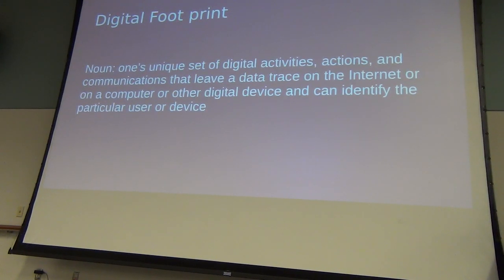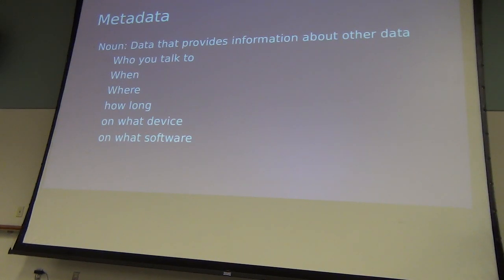The next definition is a digital footprint. It's a unique ID that everyone has online. It's a set of digital activities, actions, and communications that leave a data trace on the internet or on a computer or a digital device and can identify the particular user or device. They're so good at this, they can actually identify the size of your web browser, and it's just crazy. It's really scary after a while. Metadata, the government can kill you over metadata if they have the right kind of information. This is who you talk to, when you talked, where you talk, how long, on what device, on what software.